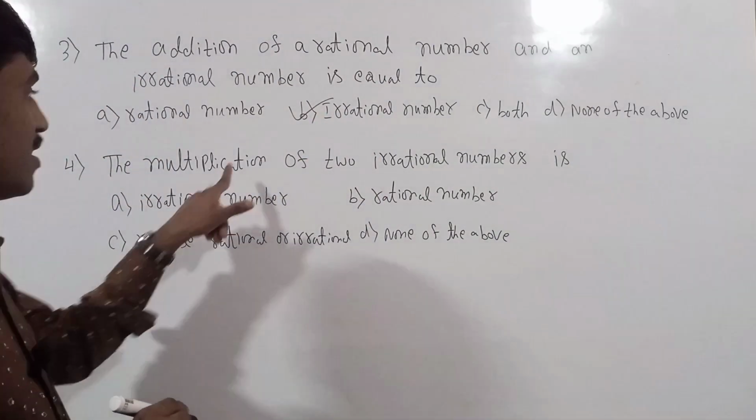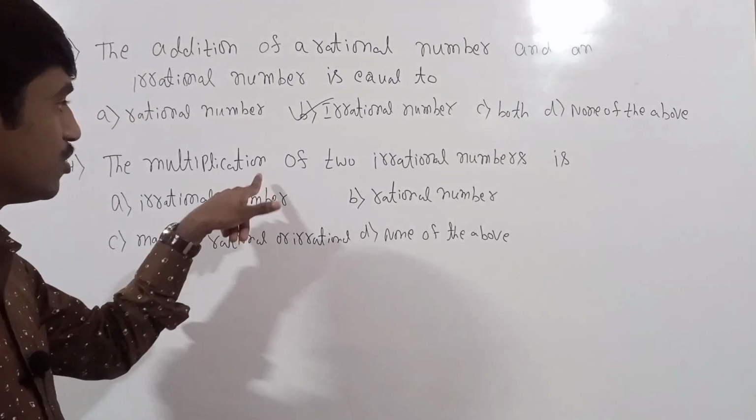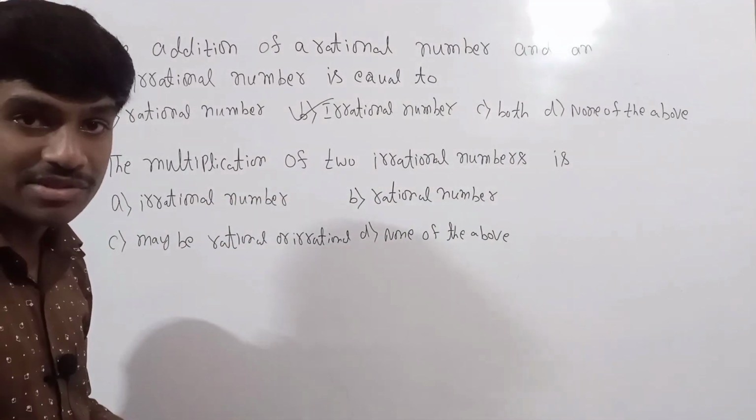The next question is about the multiplication of two irrational numbers. Carefully observe: the multiplication of two irrational numbers is what?